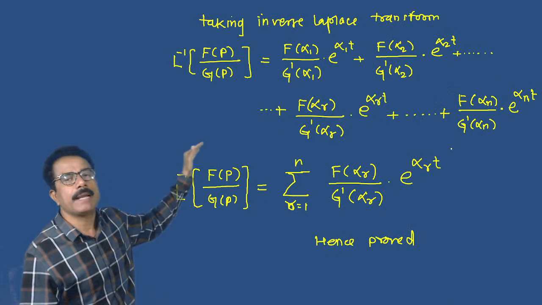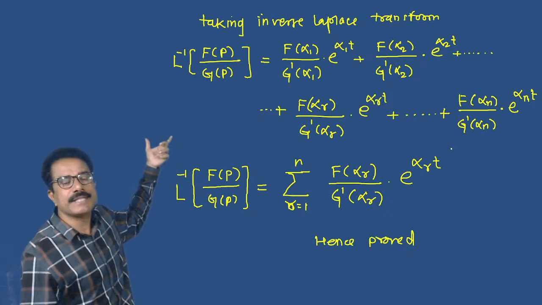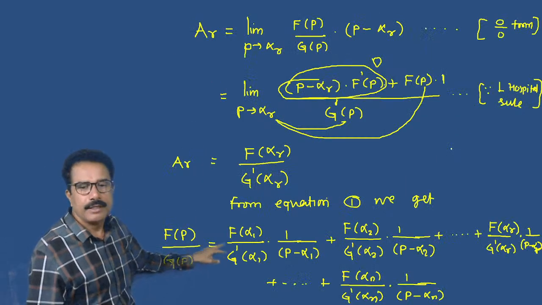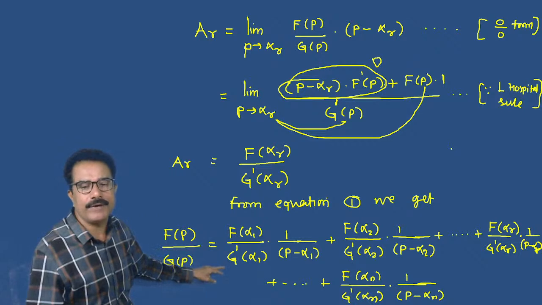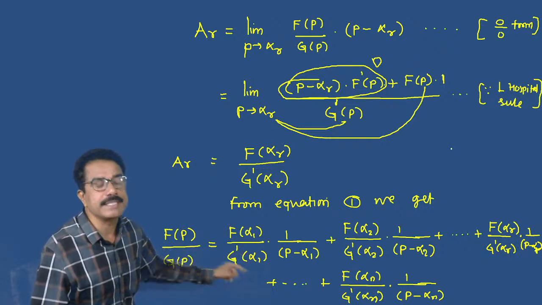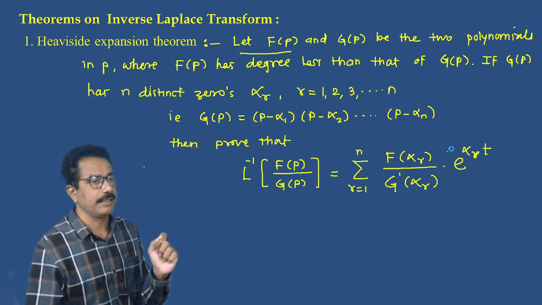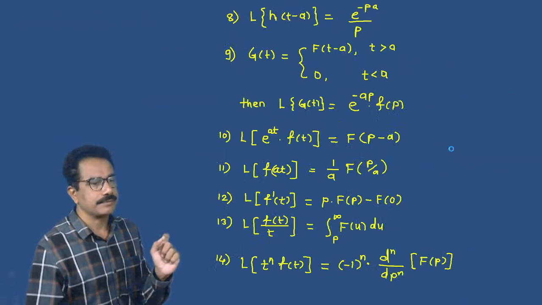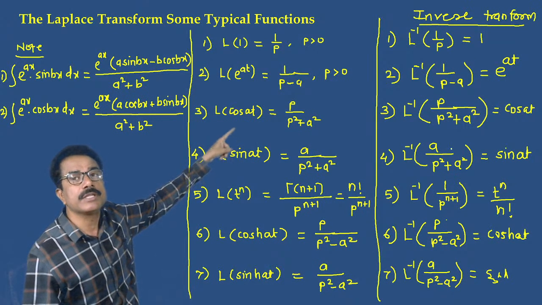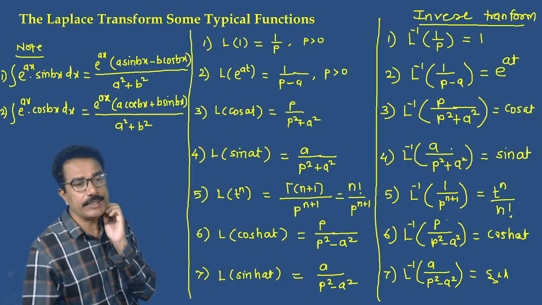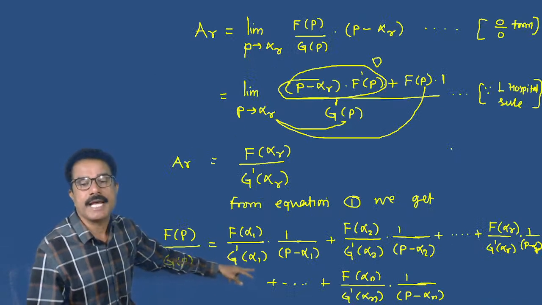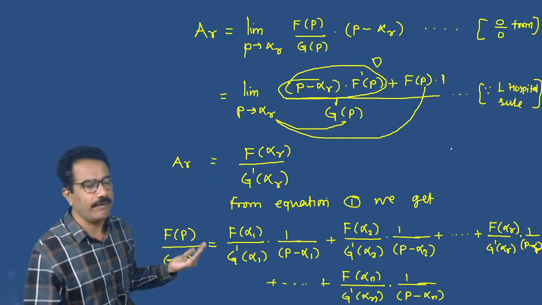So by taking inverse Laplace transform on both sides, on the left side there is the notation L inverse of capital F of P divided by capital G of P. Put this capital F of alpha 1 divided by capital G dash of alpha 1, keep this as it is. Then we have to take L inverse of 1 upon P minus alpha 1, and there is one formula. According to the second formula, L inverse of 1 upon P minus a is e raised to a t. So here L inverse of 1 upon P minus alpha 1 is e raised to alpha 1 into t.